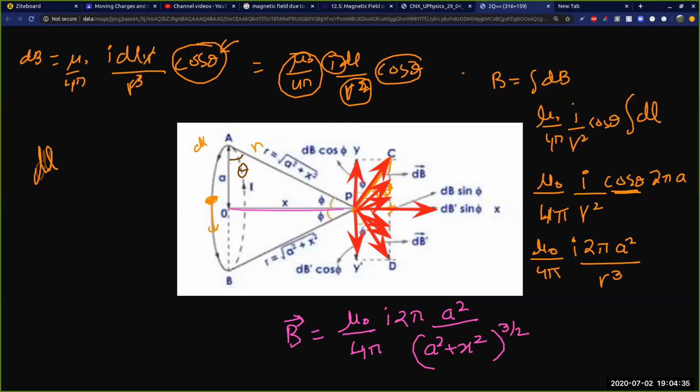Then shouldn't it be twice? But I'm integrating for the whole DL, right? I'm integrating here for the whole dl, 2 pi a. So okay, fine. dB's cos theta is on the x-axis, right? Yes, it is on the x-axis.